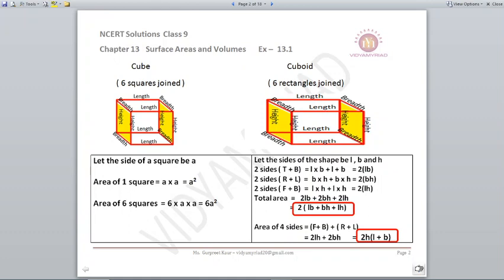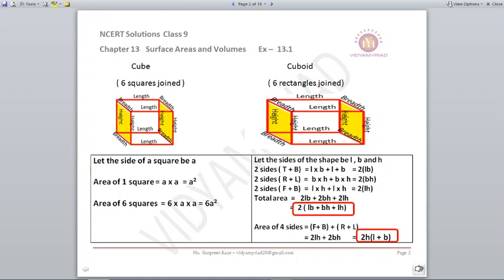There are 6 squares which we join together and we get a cube. Now if we want to know the area of a square, a square has all sides equal. We say that it is A into A, or side into side, or side square. And if I join 6 squares together to make a cube, it will become 6A square. This is known as the total surface area of the cube.